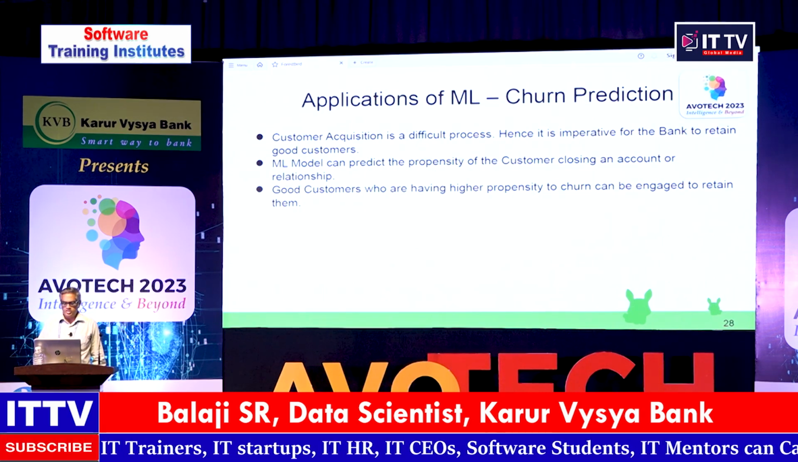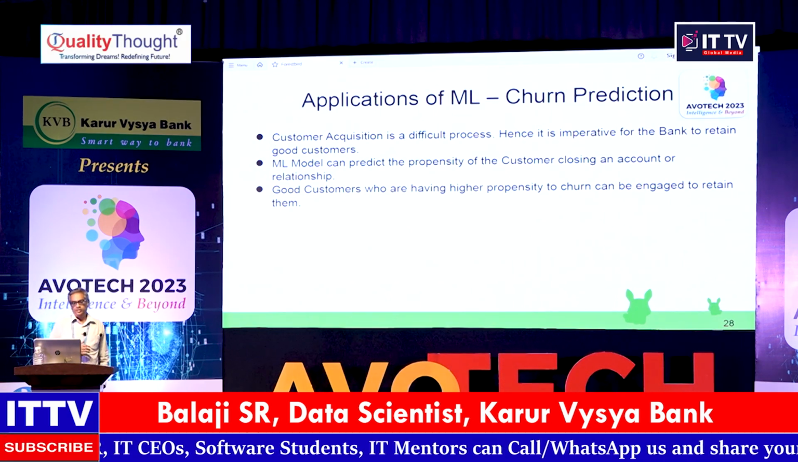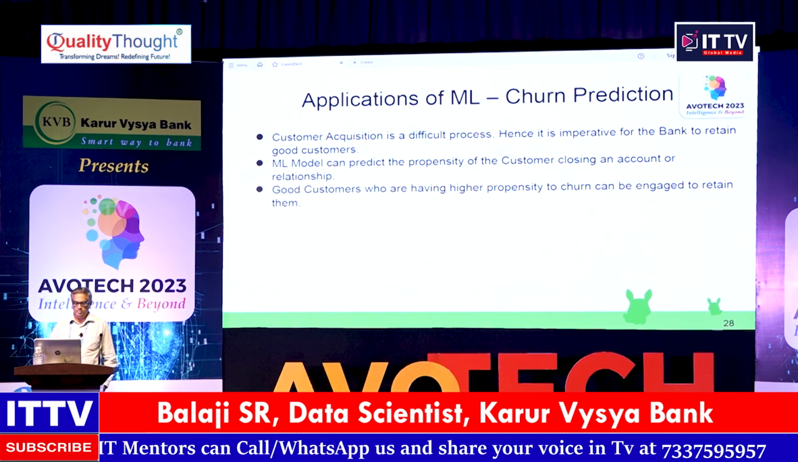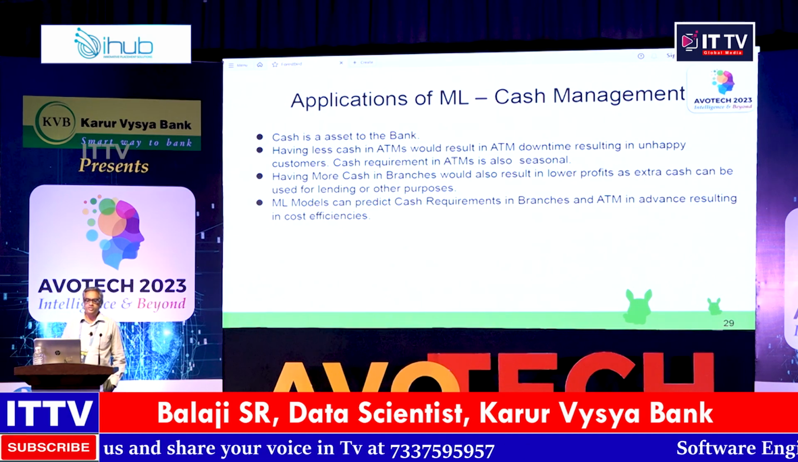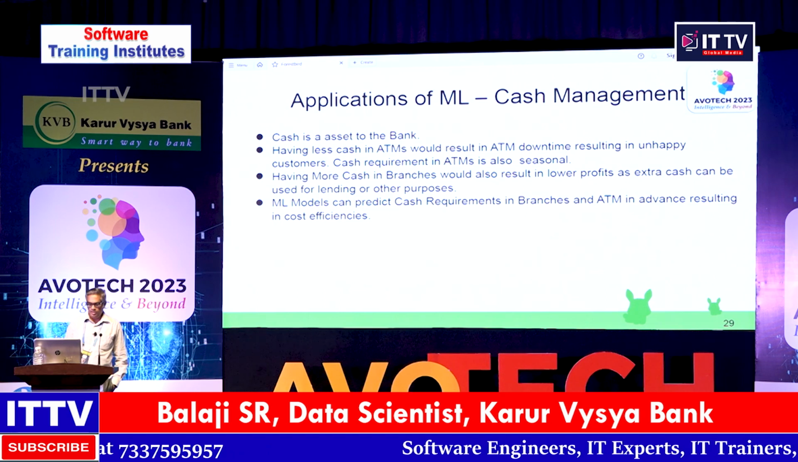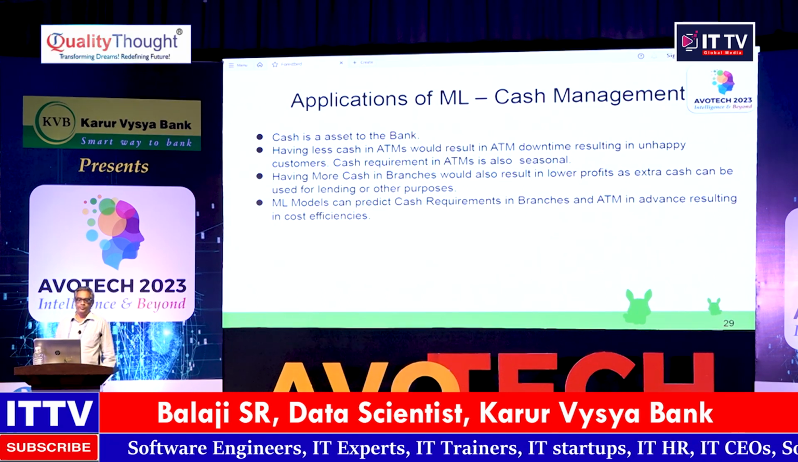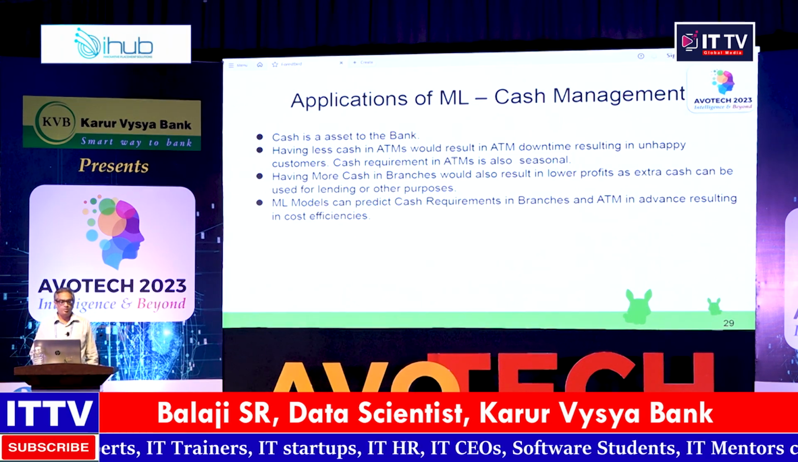Second is churn prediction. Same thing: if you can predict who will leave the bank, it will be very useful to the bank because you can retain good customers. Another application is cash management. If you can predict how much cash is required in an ATM or branch, we can manage cash effectively. This will be like a regression problem.